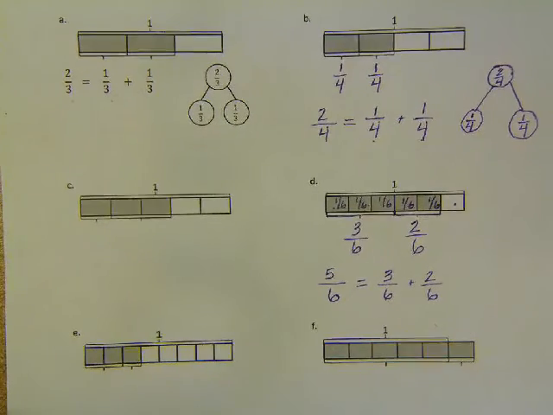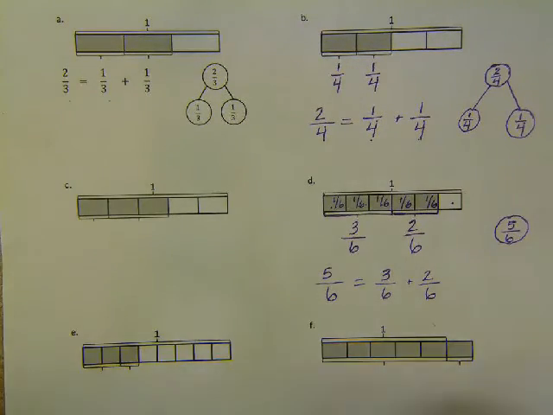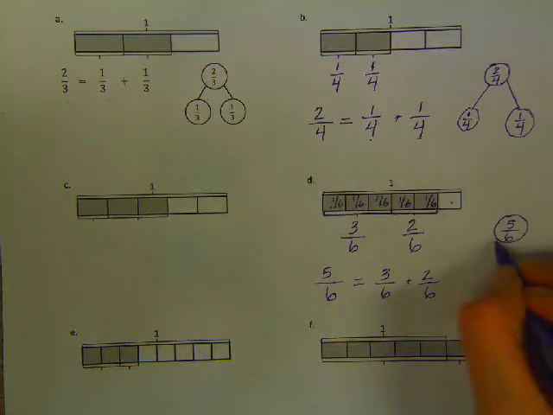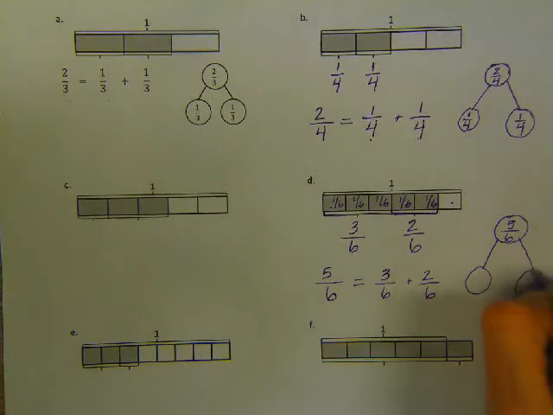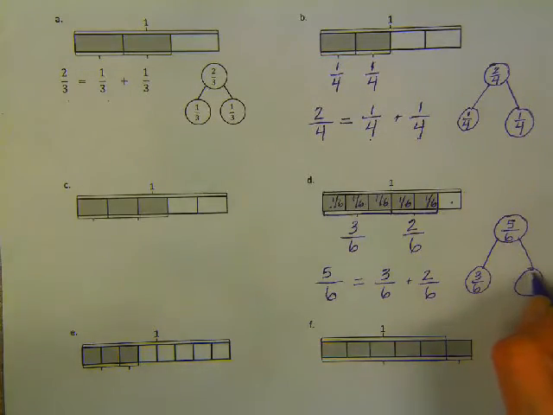When I draw a number bond to represent that addition equation, I'm going to put my total in the top, which is 5/6, and then I have 2 parts to my addition sentence, so I need 2 bubbles that go below. In the first bubble, I will write 3/6, in the second bubble, I will write 2/6.